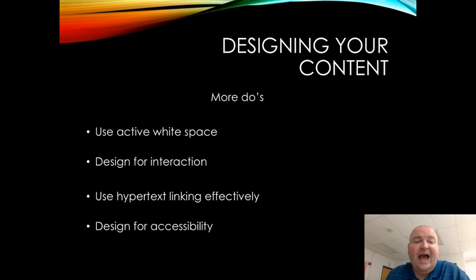More do's. Use active white space. And white space does not always have to be the color white. It can be different colors. Design for interaction. You want people to be able to interact with you on your website. Use hypertext linking effectively, and design for accessibility, which is what we have talked about earlier this semester.